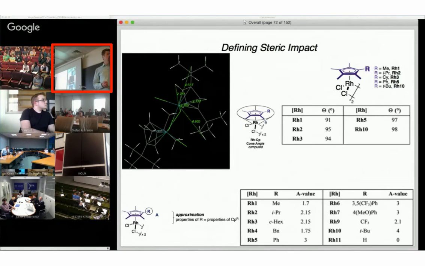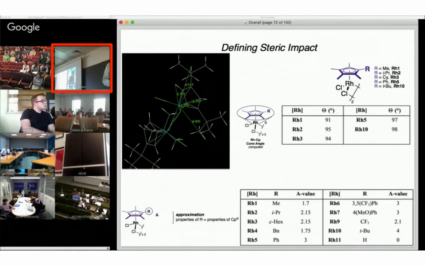You can see that the comparison between rhodium 5 and rhodium 10, for example, which are phenyl tetramethyl and tert-butyl tetramethyl, is almost zero, right? 97 versus 98 degree cone angle. Probably too imprecise for our purposes. There are complications about this, which in essence made us take a step back and use an even simpler approach, and that is just relying on A values of a given substituent. The caveat here is that for this chemistry to work, we need the other four substituents to be exactly the same, i.e., these are all tetramethyl CpR. We're varying the R and looking at the A values.